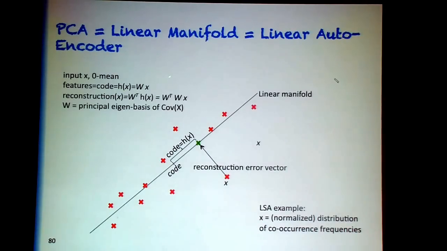So now, to understand autoencoders, let's look at something simpler, which are essentially linear autoencoders, and that's PCA, principal components analysis.